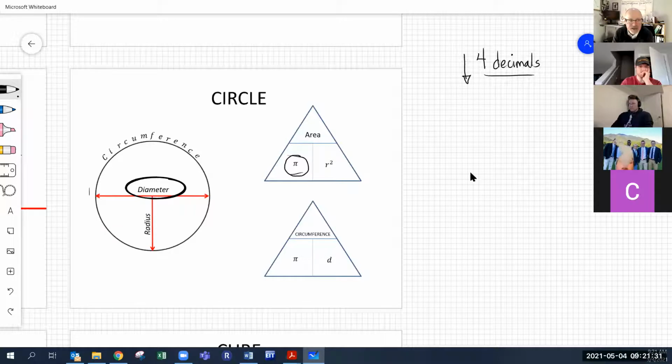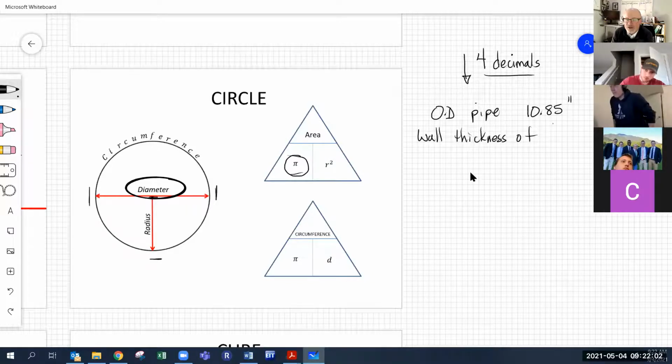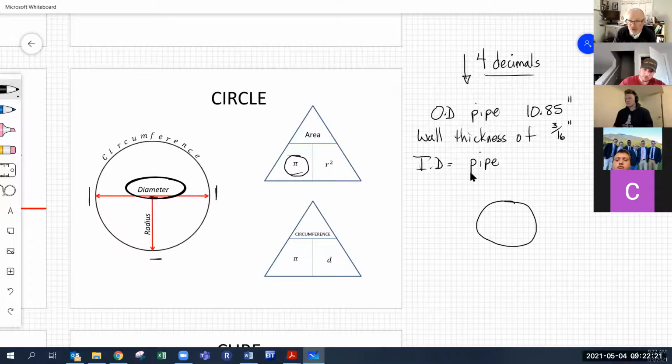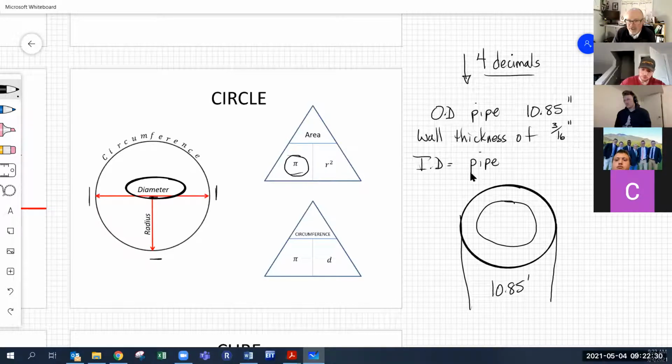Diameter is the entire length of this, and the radius is half of the diameter. So I'm going to ask you a question here. I have an outside diameter of a pipe that is, let's say, 10.85 inches. I have a wall thickness of, let's go 3/16 of an inch. I want to know the inside diameter of my pipe. So if you know anything about pipe, which you should, I said the OD was 10.85 inches, and I want to know the inside diameter here.